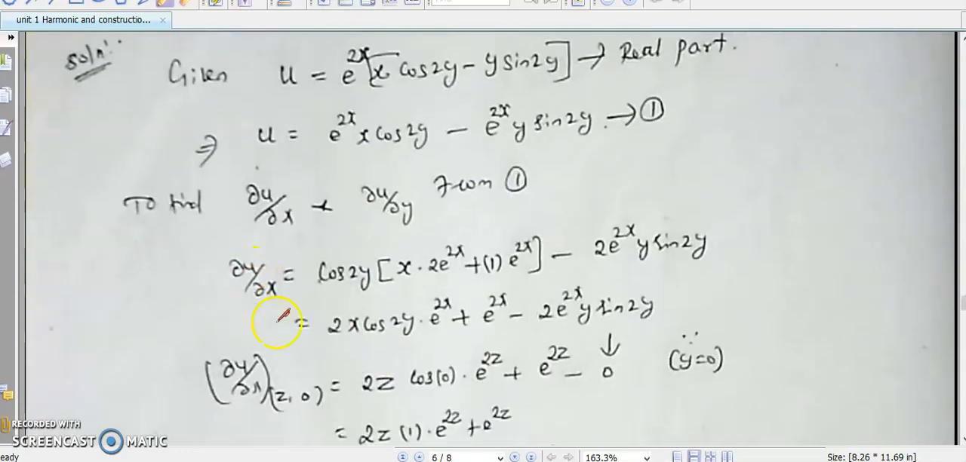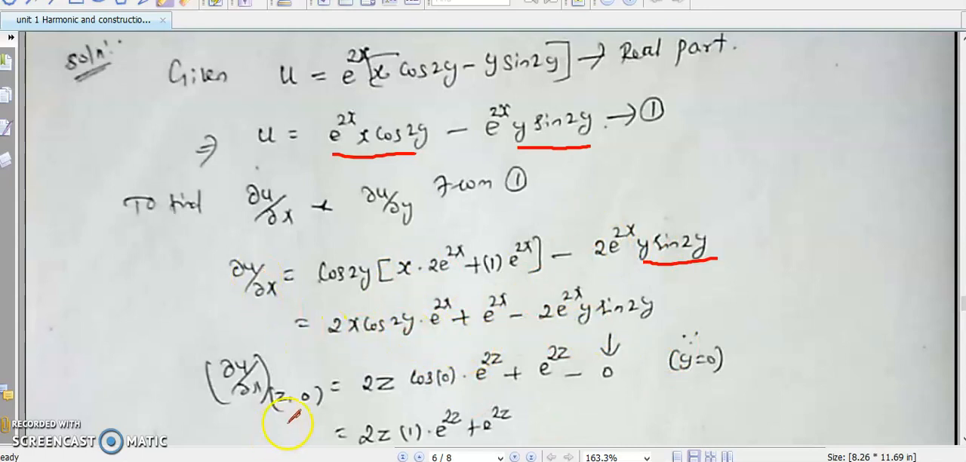First we can find dou u by dou x. First we can identify which one is the constant term. So cos 2y we can take outside. This one is u and v given, so it is in uv form. First we can fix x as it is. Differentiation of e power 2x is 2 into e power 2x, plus differentiation of x is 1. Then fix e power 2x as it is. Then minus, here these two are constant terms, we can write here. Then integration of e power 2x is e power 2x by 2. Next multiply here and simplify this one, we get the solution.